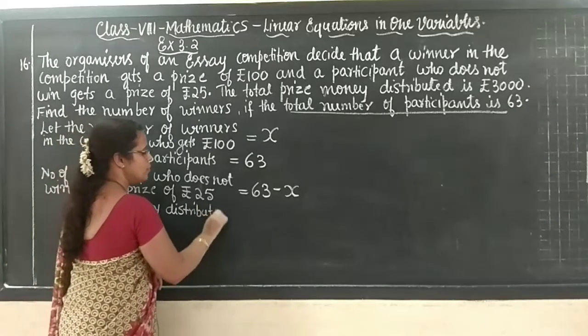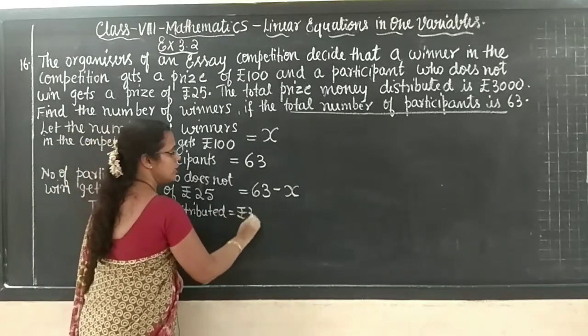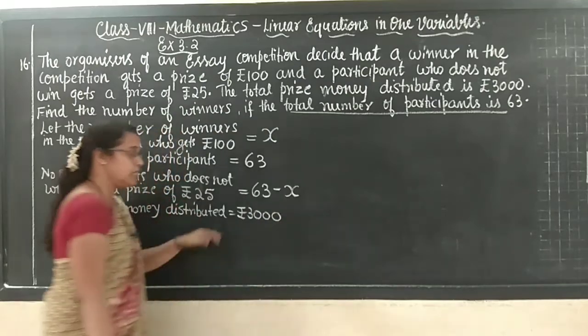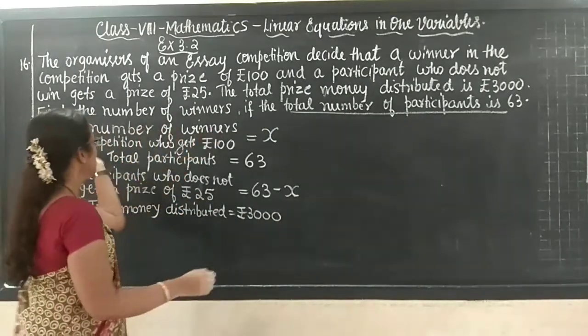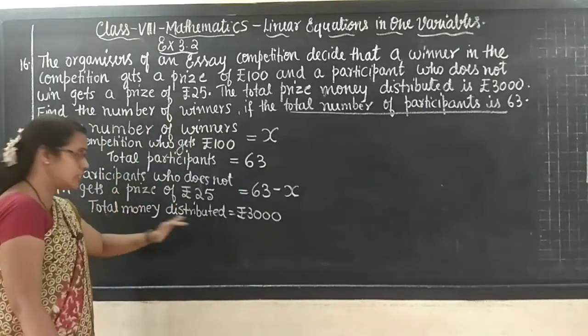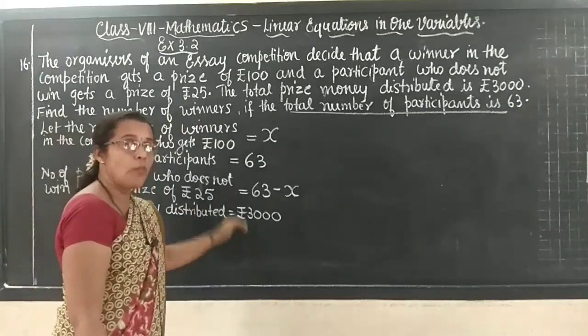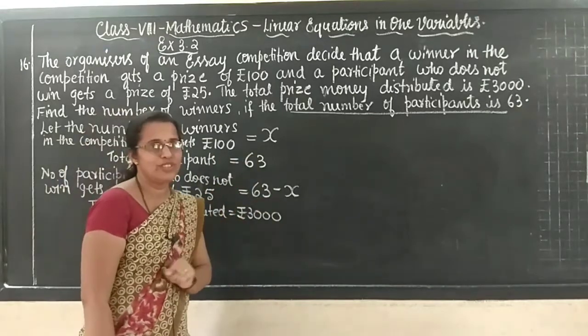How much do you know? Rupees 3000 is the total money distributed. See, this is in the form of numbers, and this is in the form of amount. So you have to convert both into amounts now.